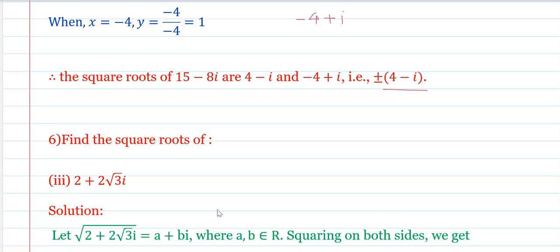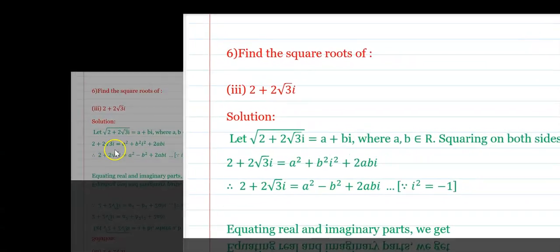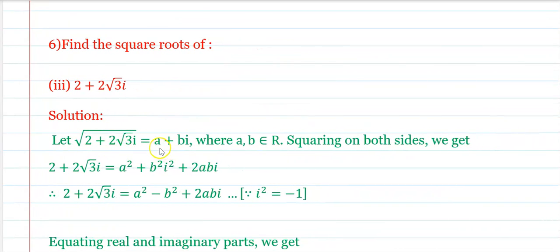Okay. Now the next. Find the square root of 2 plus 2 root 3i. Let the square root of 2 plus 2 root 3i be equal to a plus bi, where a, b belong to the set of real numbers. On squaring on both sides, then you will get 2 plus 2 root 3i is equal to a square plus b square i square plus 2abi, but i square is minus 1. And hence you are getting a square minus b square plus 2abi.